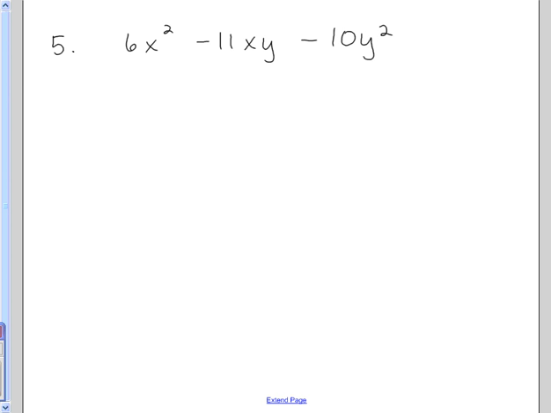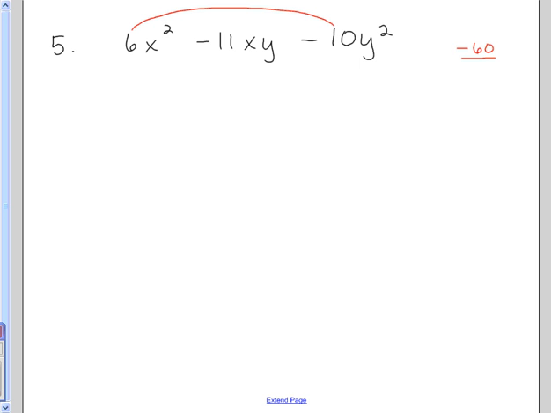Example 5 is 6x squared minus 11xy minus 10y squared. So again, we want to factor. This trinomial is in descending order according to the variable x, so that's okay as far as the order. It does not have a greatest common factor, so I'm going to multiply the first number times the last number, just like the other problems. So that gives me negative 60.